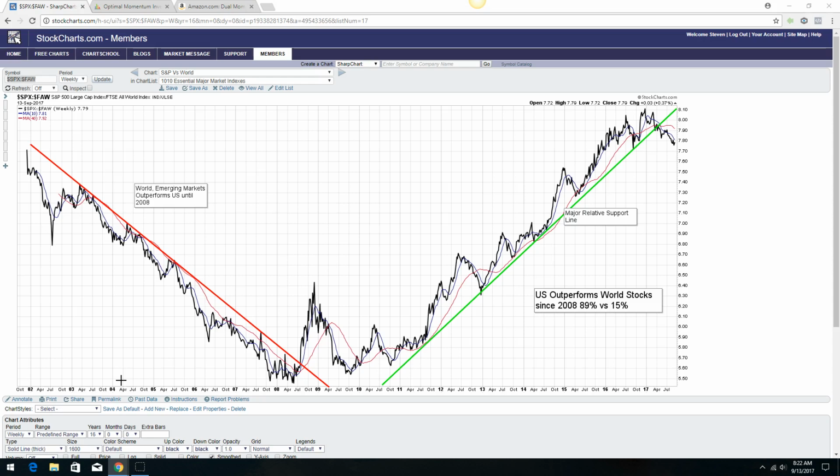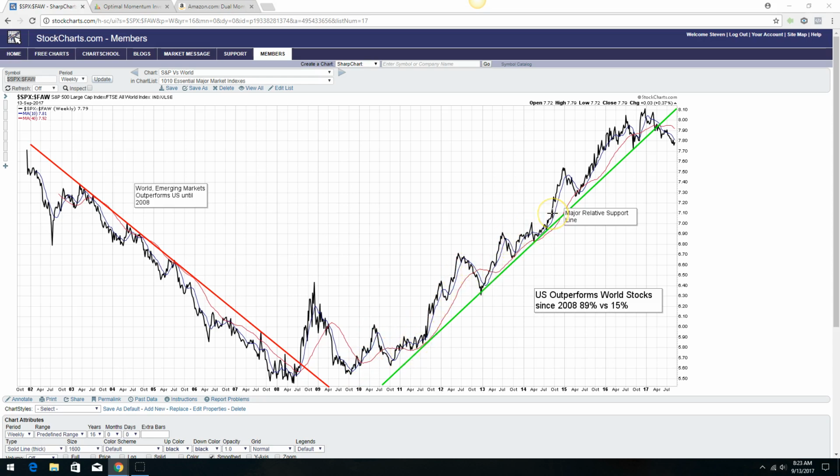So right now, what we're doing is we are looking at the S&P 500 versus the All-World ex-US Index. This is a relative line. If you follow the black line right here, this is the S&P 500 versus international stocks. When the black line is going down, it means the S&P 500 is underperforming international stocks. And when the black line is going up, it means it's outperforming international stocks.